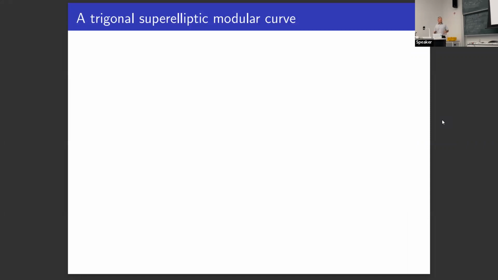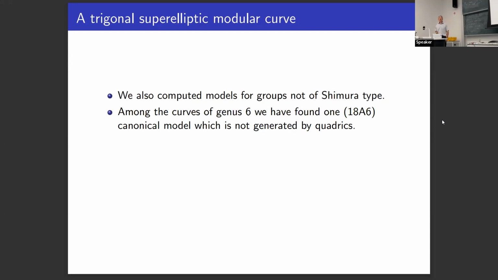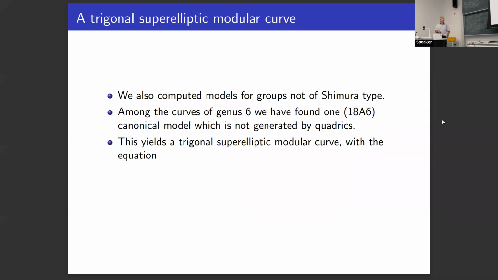As a final note, I would introduce something that came up during this research, which is quite interesting in my opinion, and that's a trigonal modular curve. As I said before, we didn't just compute models for groups of Shimura type, we also computed models for groups that are not of Shimura type as much as we could. And among the curves of genus 6, we found one canonical model which is not generated by quadrics. This label here is the label in the Cummins and Pauli database. And this yields the following modular curve that has a nice equation, a trigonal superelliptic curve, and it was very surprising to find such a curve.